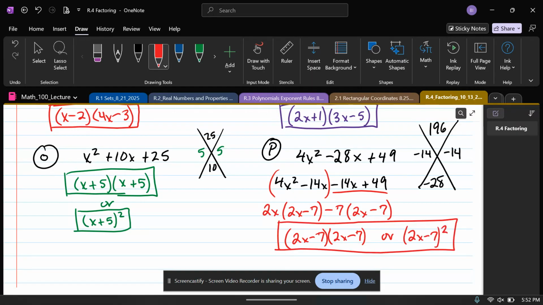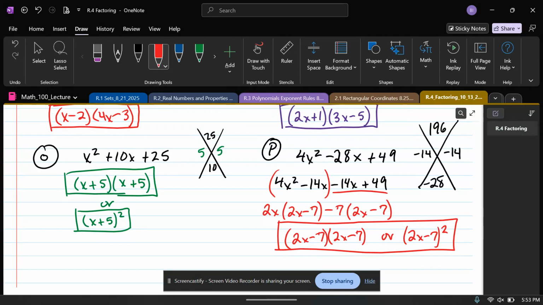What those are called are perfect square trinomials. Not that that's super important, but a perfect square trinomial just means it factors as the same factor twice. That's all that means. And the only way to know that they are is really just to factor them. You can recognize a pattern there if you'll notice.